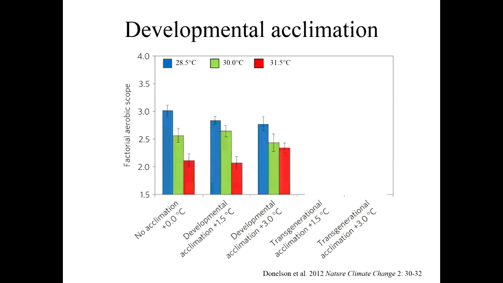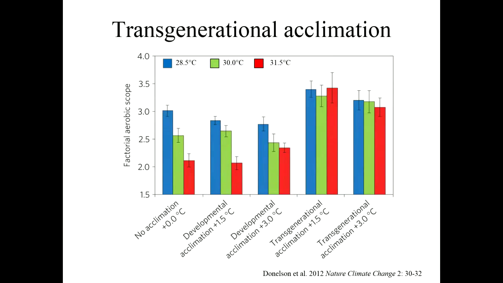But the most dramatic thing is when the parents are also under those high temperatures. We see absolute complete restoration of aerobic scope in fish that have been reared up at +1.5 or +3 if their parents were also at those conditions. So there's very strong transgenerational effects on aerobic scope of high temperatures.